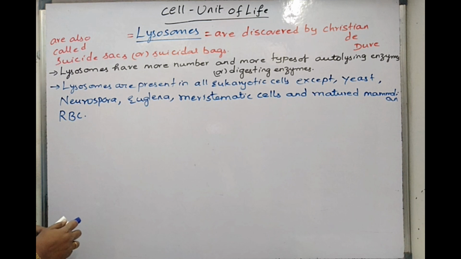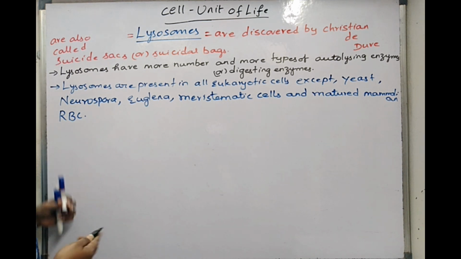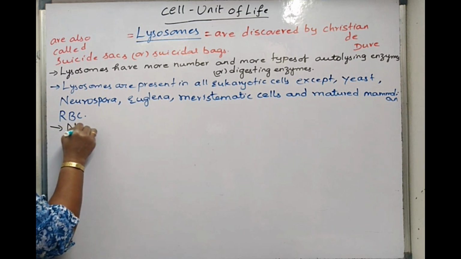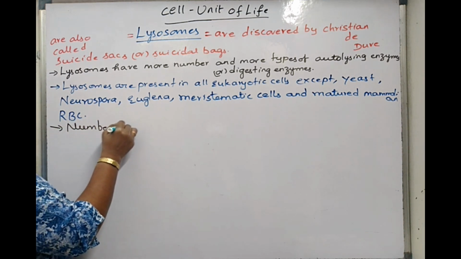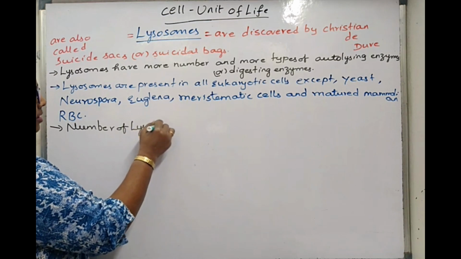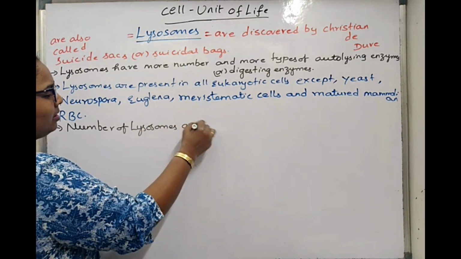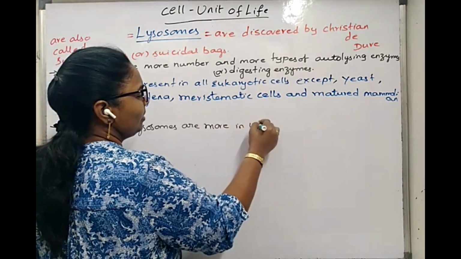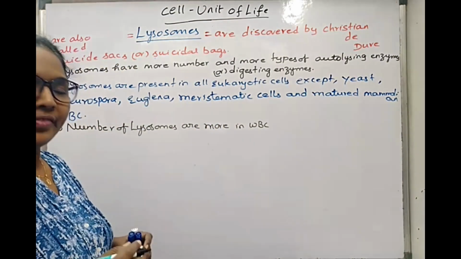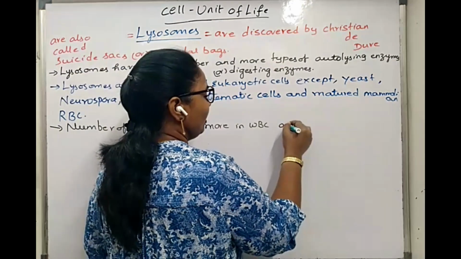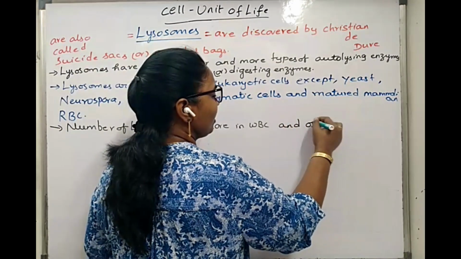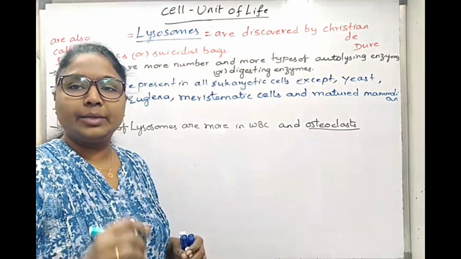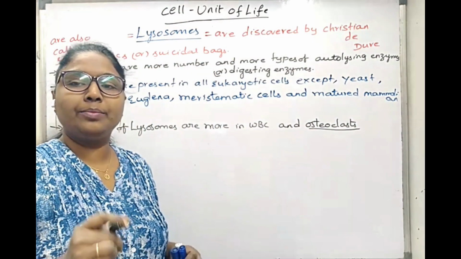Next, the number of these lysosomes varies according to the function. The number of lysosomes is more in WBC because they are involved in phagocytic function, and in osteoclasts. Osteoclasts are the cells that remove the aged osteoblasts, meaning bone cells.